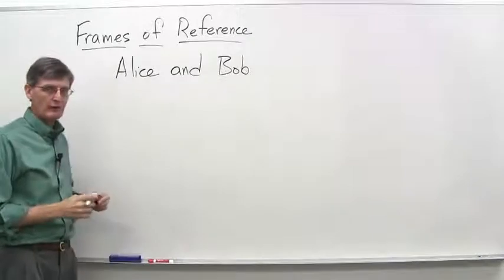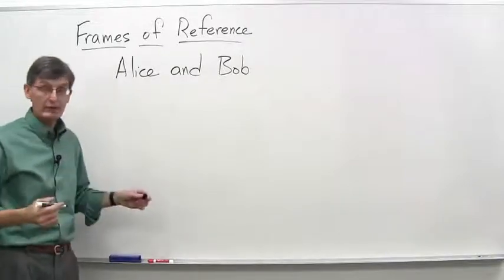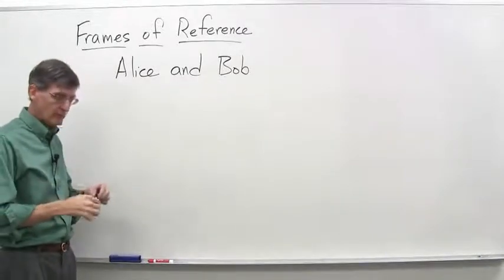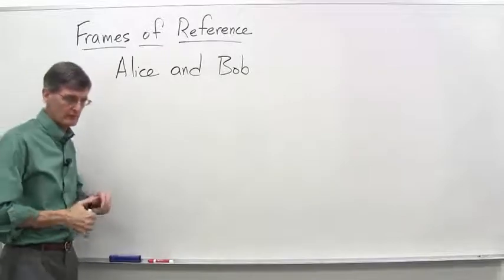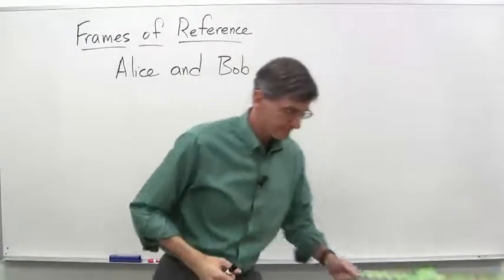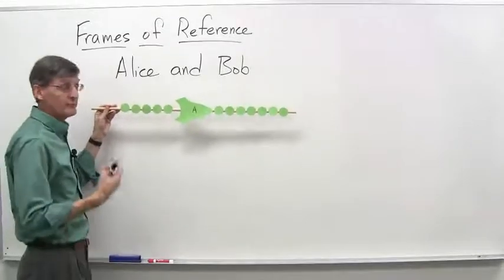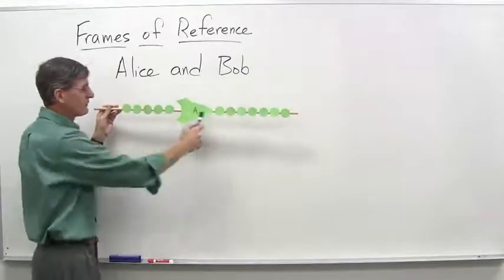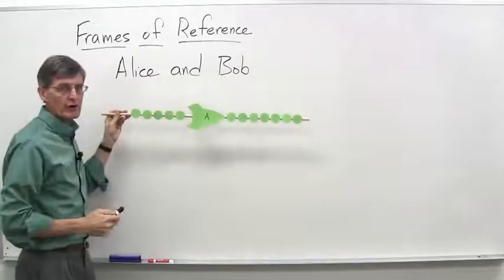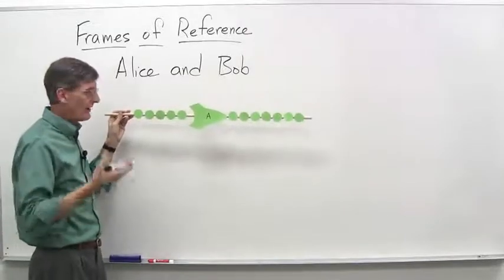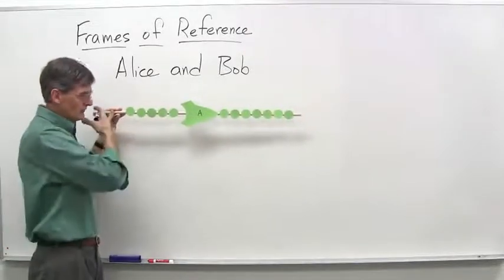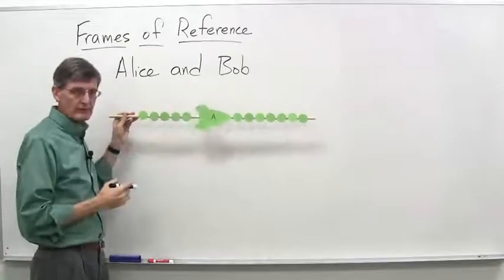So we've got Alice and Bob, and they're in spaceships. So each of them has their own spaceship. And let's consider Alice first. Okay? So I actually have Alice here and her spaceship. And what do these circles represent? Those circles are clocks. We talked about how to record events in space and time.